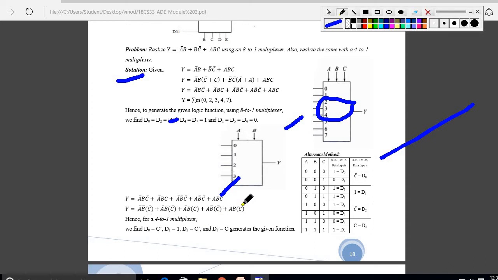And d3 is what? d3 is 1 1, which means ab, which means c. Okay, like that. d0 is c bar, d1 is 1. Why is d1 considered as 1?